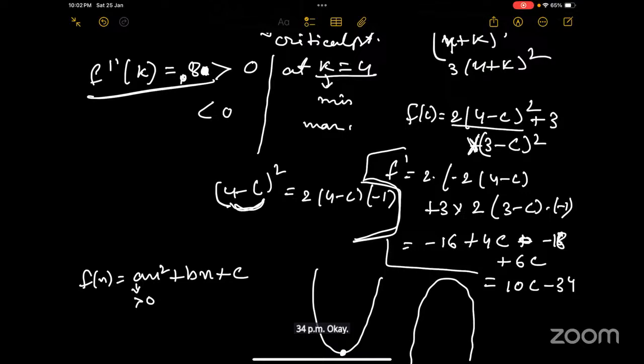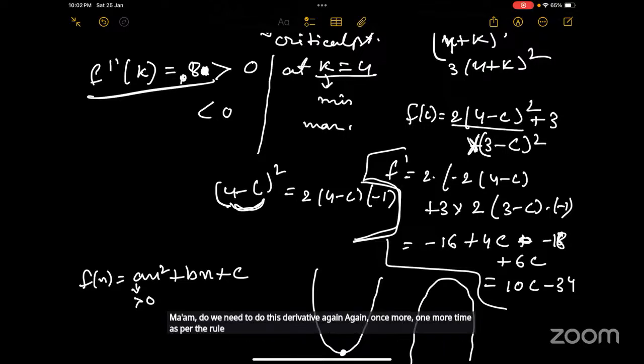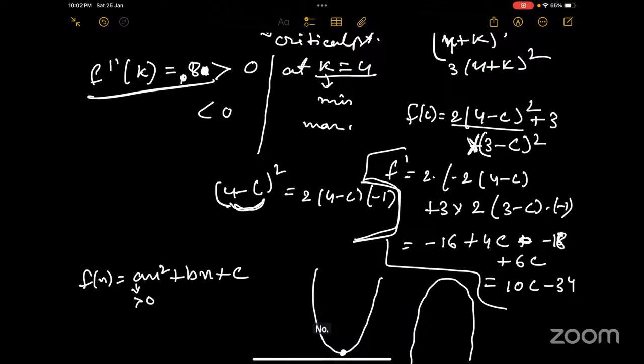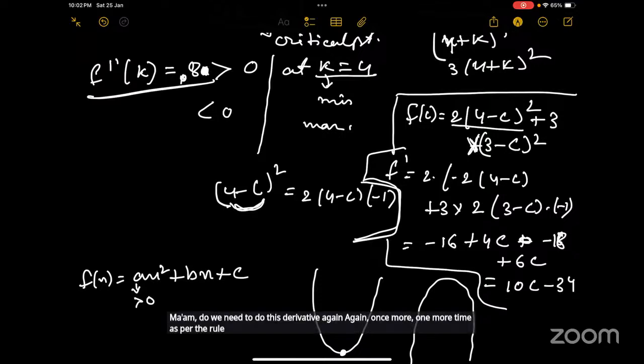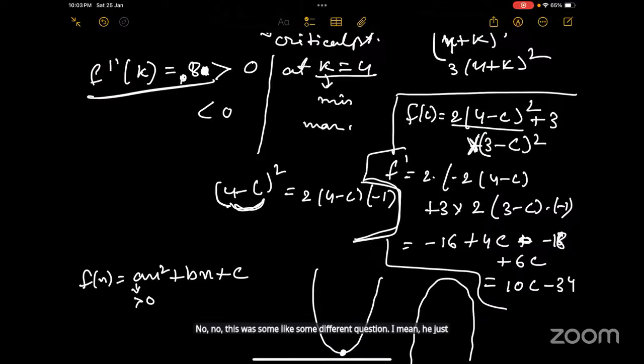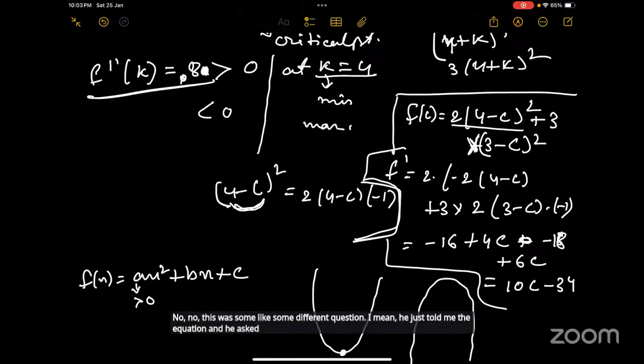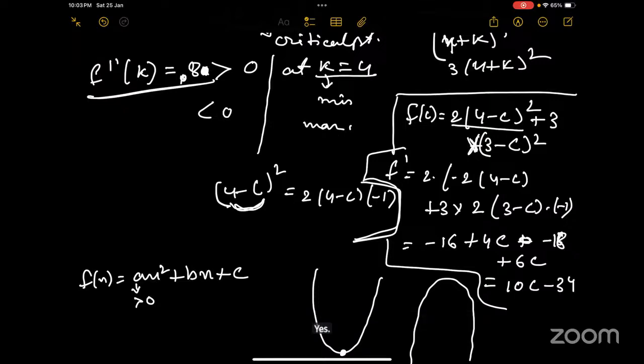Ma'am, in this, do we need to do this derivative again, one more time, as per the rule? No, this was some different question. He just told me the equation and asked me to calculate the derivative. Yeah, this is not related to this question. So, ma'am, in this question, the answer would be k is equal to 4. Yeah, the answer is k equals 4.